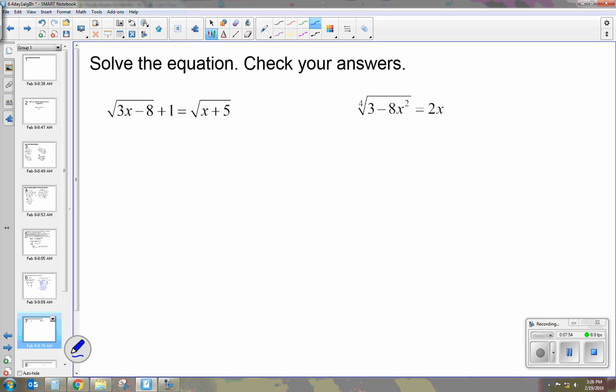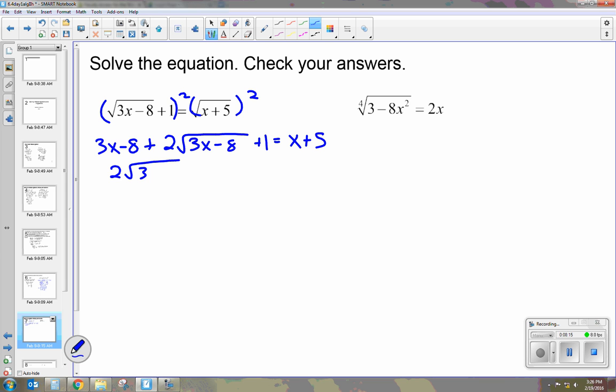This is just another example, just like the previous one. So we can square both sides. So we're going to FOIL out our left side. So we're left with 3x - 8 + 2 square roots of (3x - 8) + 1 = x + 5. Once again, we're going to get our term with our radical on the left and move everything else over to the right.